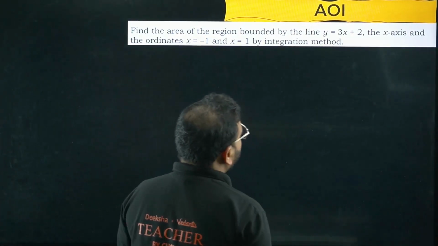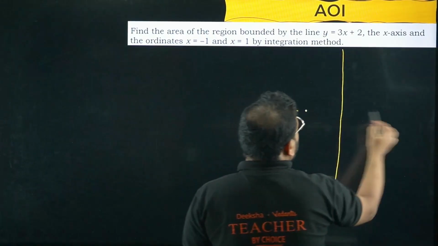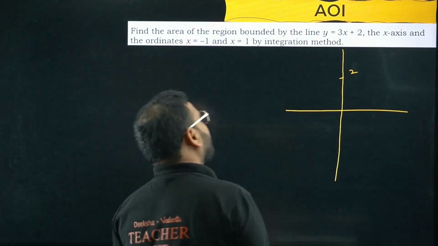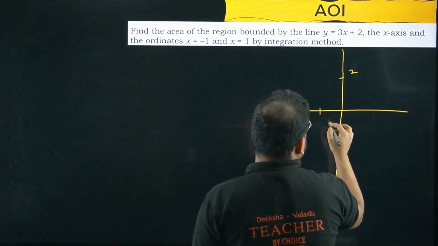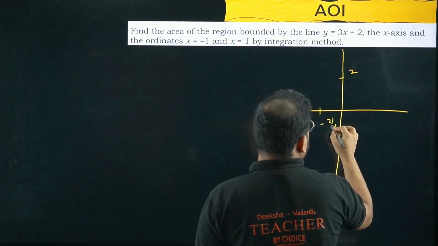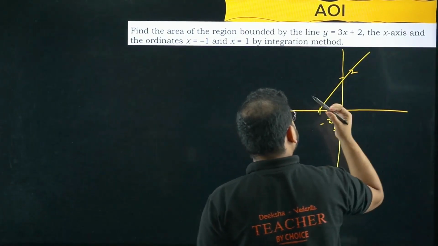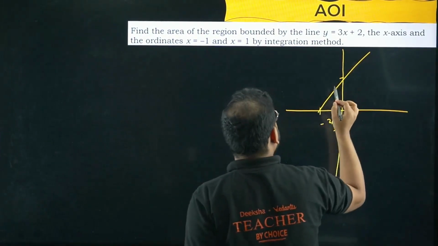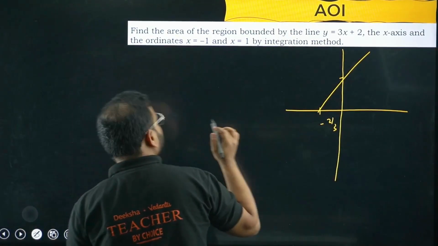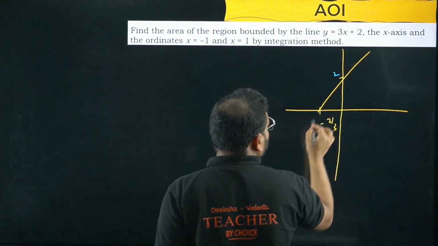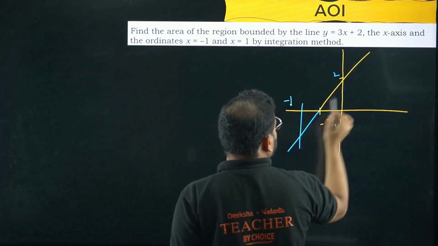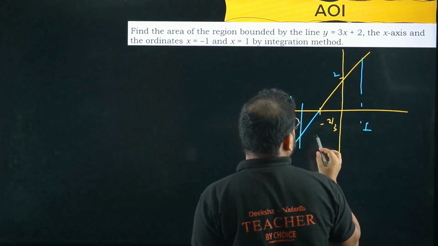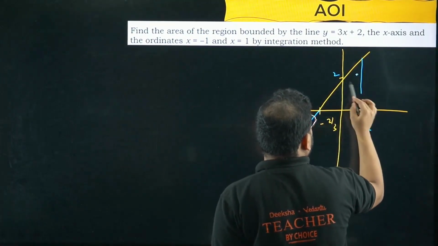Let's plot the graph first. What are we going to get? Plot the graph. When x is 0, y is 2. And when y is 0, x is minus 2 by 3. This is a line. The line will go like this. Excuse me, I can draw better. This is 2, right? And this is going to be somewhere over here like this. I want from minus 1 to 1. So there's this area, of course, and there is this whole positive area as well.